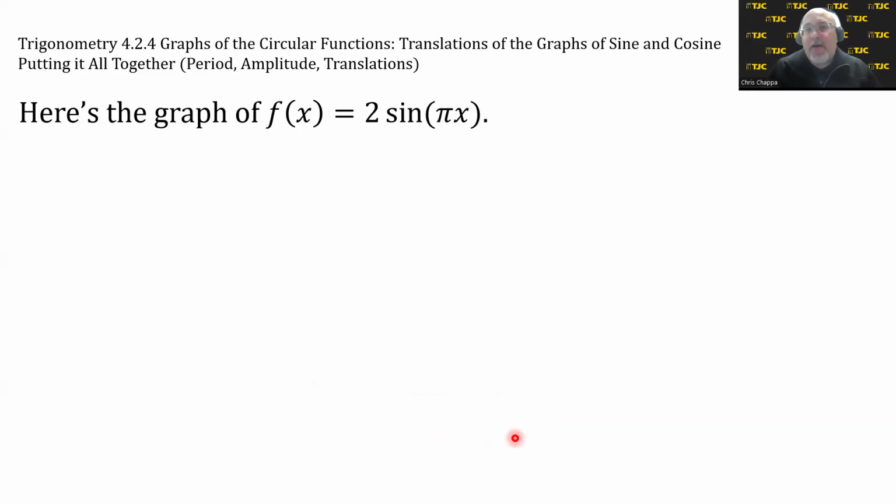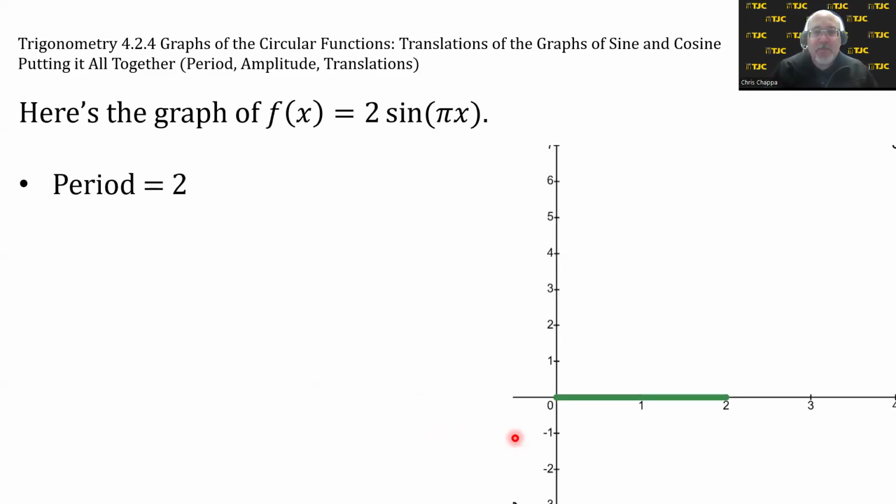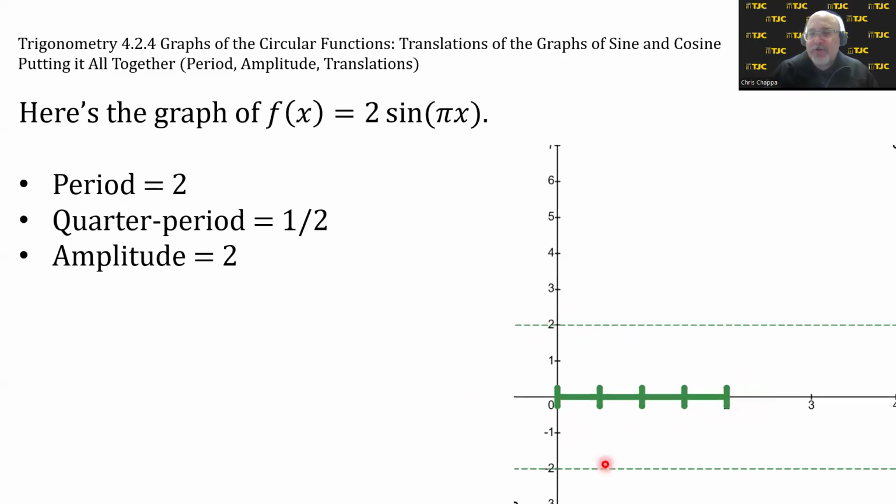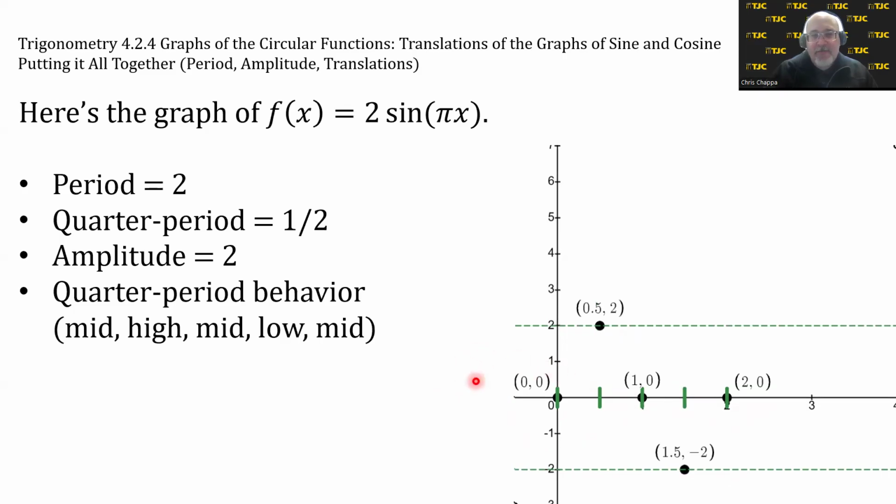So let's sketch the graph of f(x) = 2 sin(πx). The period is 2, so we're going from 0 to 2. Our quarter period is 1/2, so we cut it into 4 quarter periods. Remember, from left to right: 0, 1/2, 1, 3/2, 2. Our amplitude is 2, so notice I put 2 horizontal lines, one at 2, one at −2, to remind me how high and low this is going to go. Our quarter period behavior was mid, high, mid, low, mid.